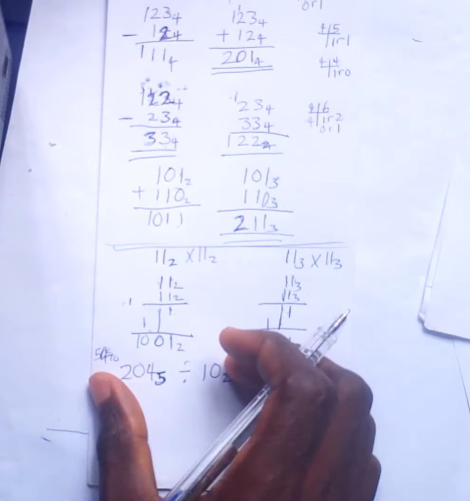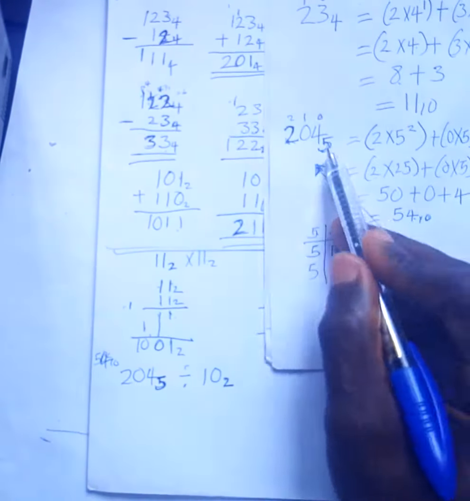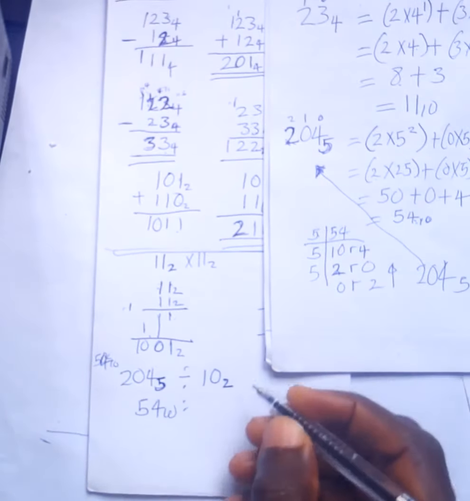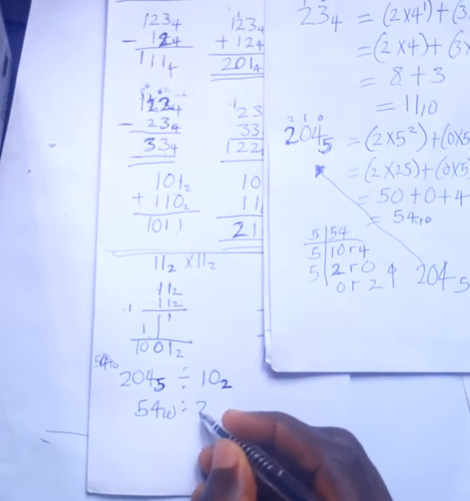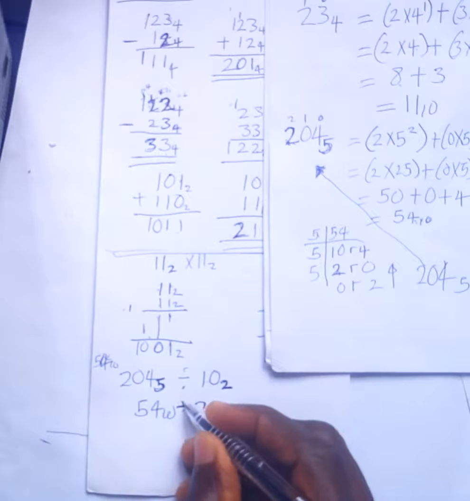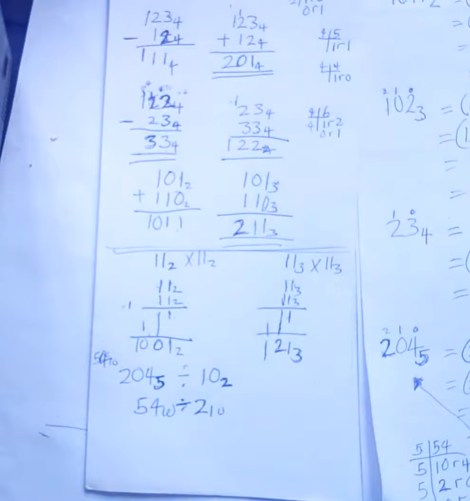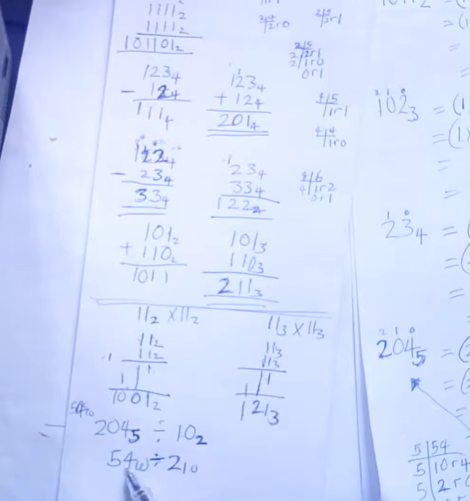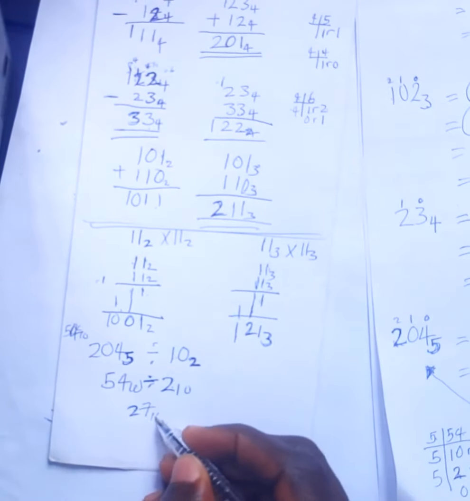The best you can do here is to convert both to base 10. We have converted 204 base 5 to base 10 before, so you can just write 54 base 10. And if you convert 10 base 2 to base 10, you are going to get 2 base 10. We have done this before. So when you divide here, you have your 27 base 10.